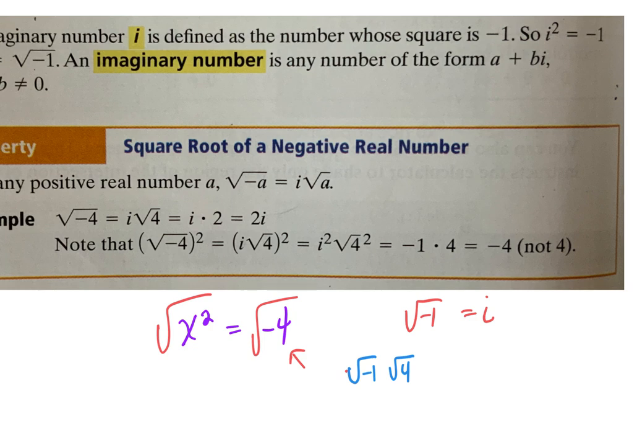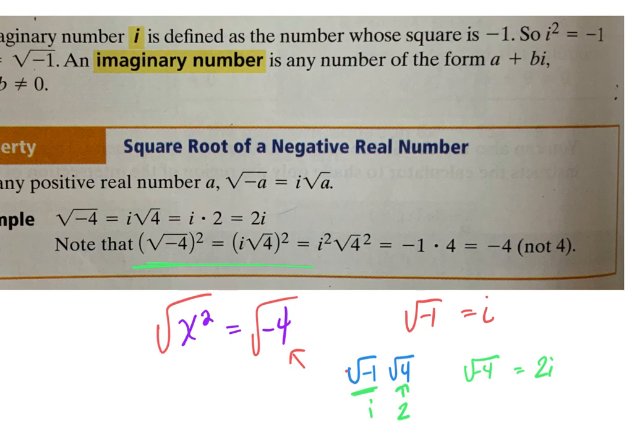And since I have defined this guy as i, and I already know the square root of 4 is 2, that means the square root of -4 is going to be 2i. The square root of whatever's inside times the square root of -1, which is defined as i. All right? And so that's what they are telling us here. So we can now move on with the problem and solve it using imaginary number i.